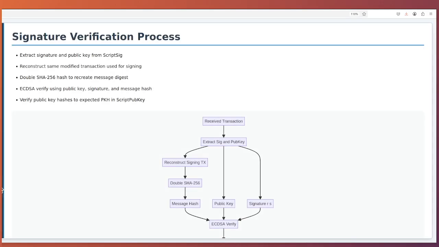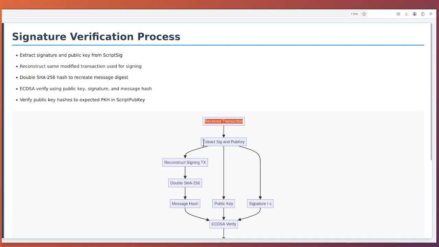Signature verification process. When a Bitcoin node receives a transaction, it must verify all signatures to ensure the transaction is valid and that the spender actually controls the private keys for the inputs being spent. This verification process is performed independently by every full node in the network, ensuring decentralized consensus without trust.